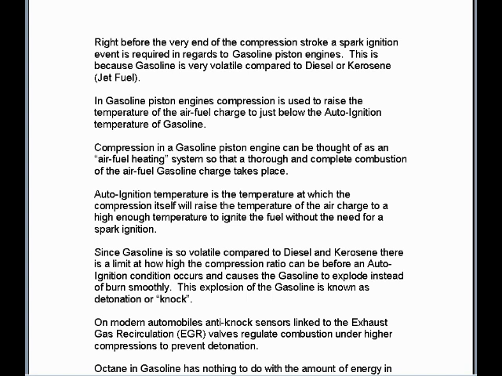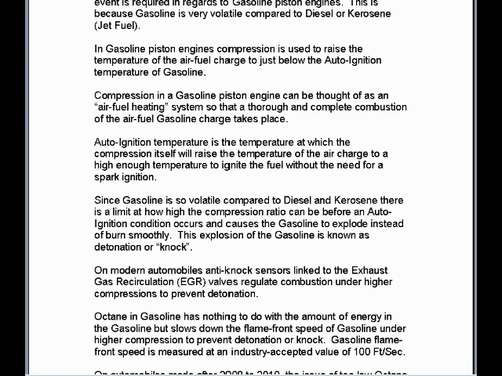Auto-ignition temperature is the temperature at which the compression itself will raise the temperature of the air charge to a high enough temperature to ignite the fuel without the need for spark ignition. Since gasoline is so volatile compared to diesel and kerosene, there is a limit at how high the compression ratio can be before an auto-ignition condition occurs and causes the gasoline to explode instead of burn smoothly. This explosion of the gasoline is known as detonation or knock.